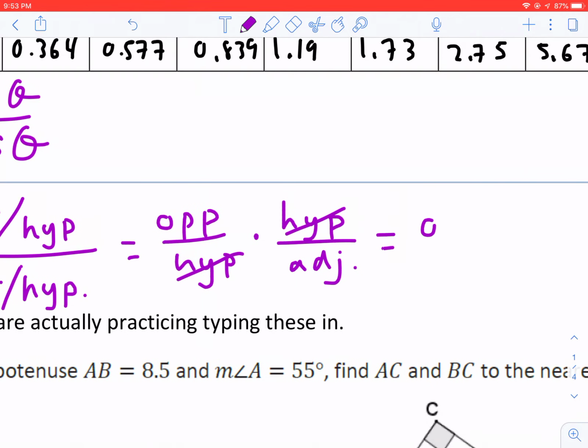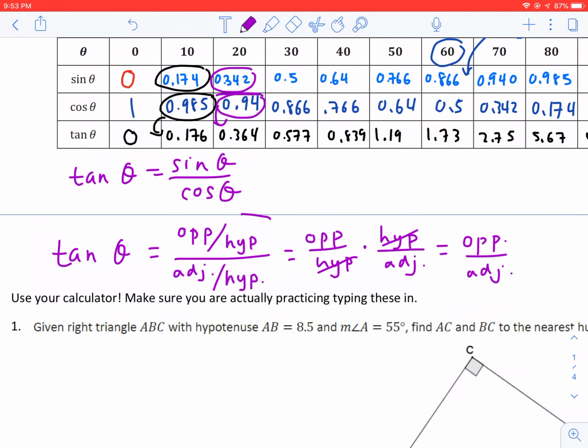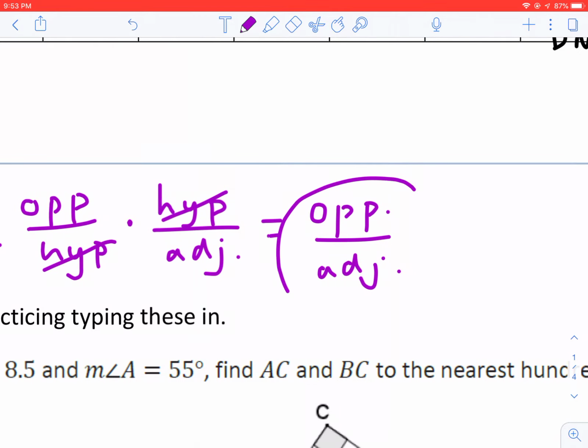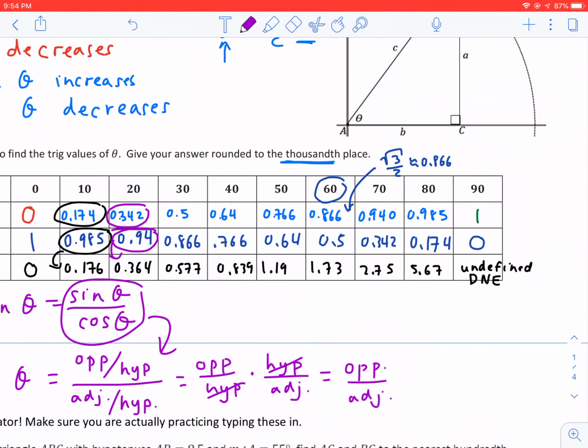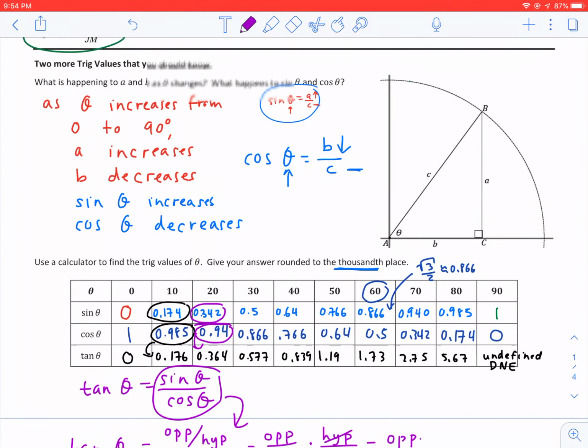And just like that, we have opposite over adjacent. So tangent of theta is equal to sine theta over cosine theta, because sine theta over cosine theta simplifies to that. And simplifying that, we get the definition of tangent, opposite over adjacent, right? And that's exactly what we see here. Yeah, pretty cool.